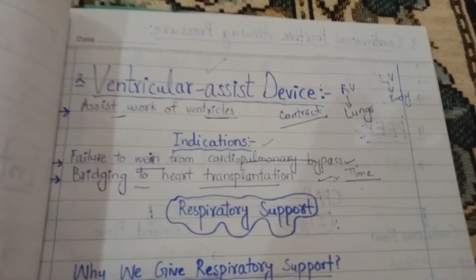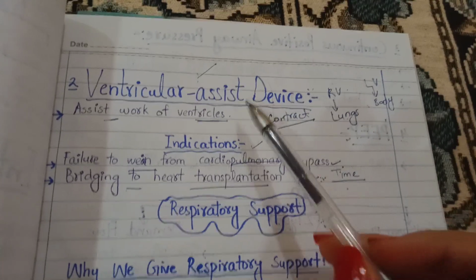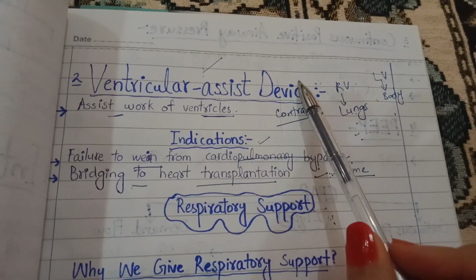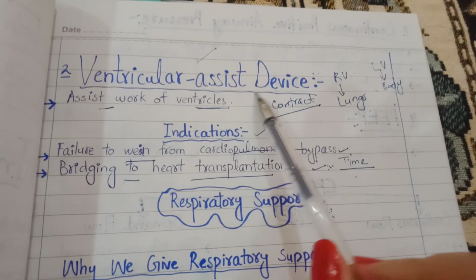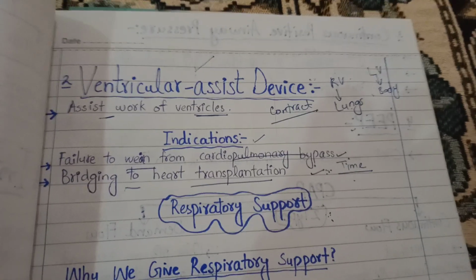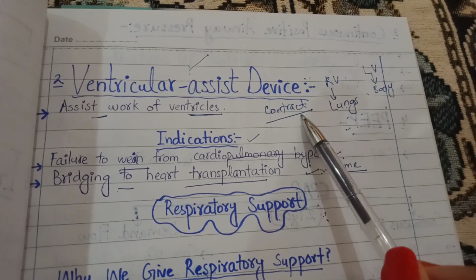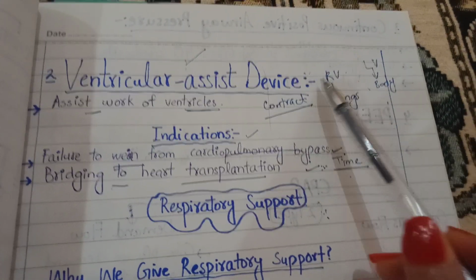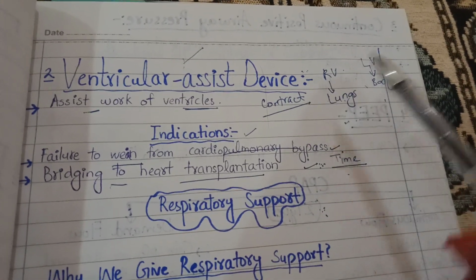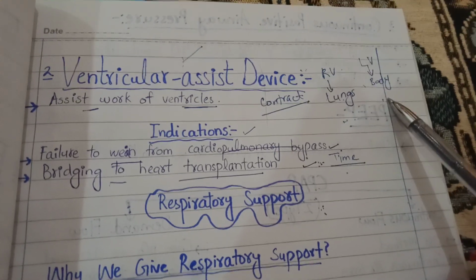Now we will discuss the second type of cardiac support, that is ventricular assist device. Ventricular assist device, its name is showing that it will assist the work of the ventricles. What is the function of the ventricles? The function of the ventricles is to contract. After contraction, from the right ventricle blood is pumped into the lungs, and from the left ventricle blood is pumped into the body.